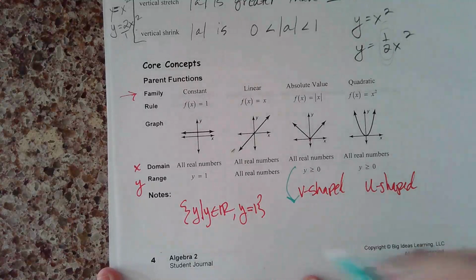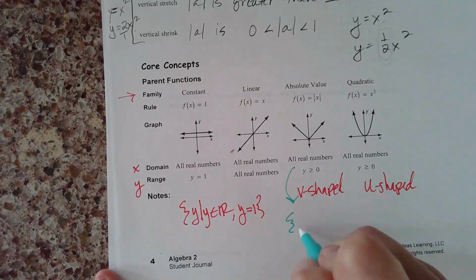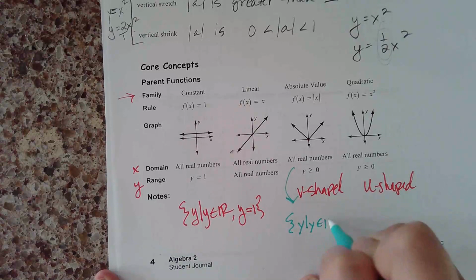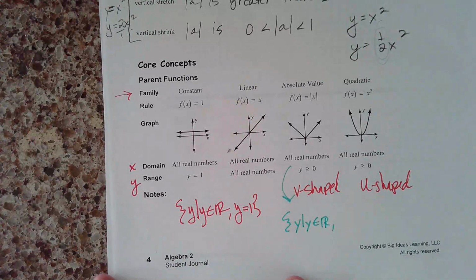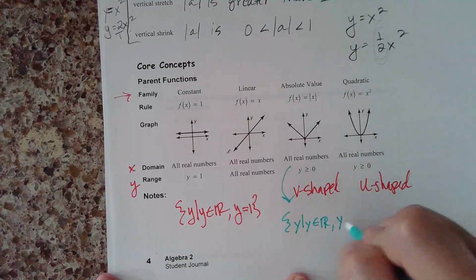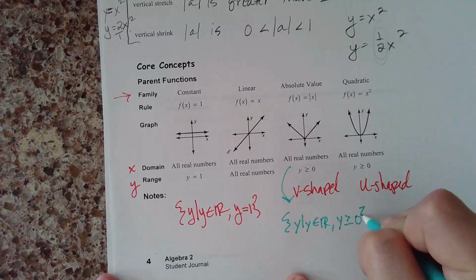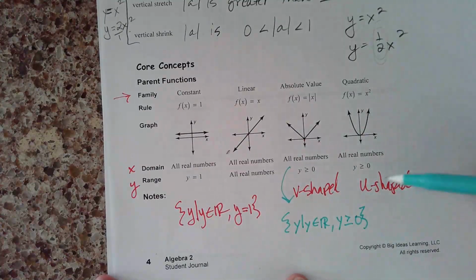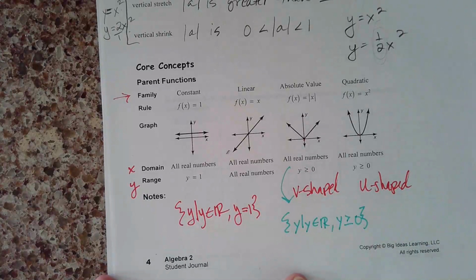To write this range in set notation, I'd start off with my symbols here. All values of y such that y is an element of the real number system. So that basically just means all real numbers. I'm going to say y is greater than or equal to 0. And then, since this is the exact same, we could use that same one for this one.